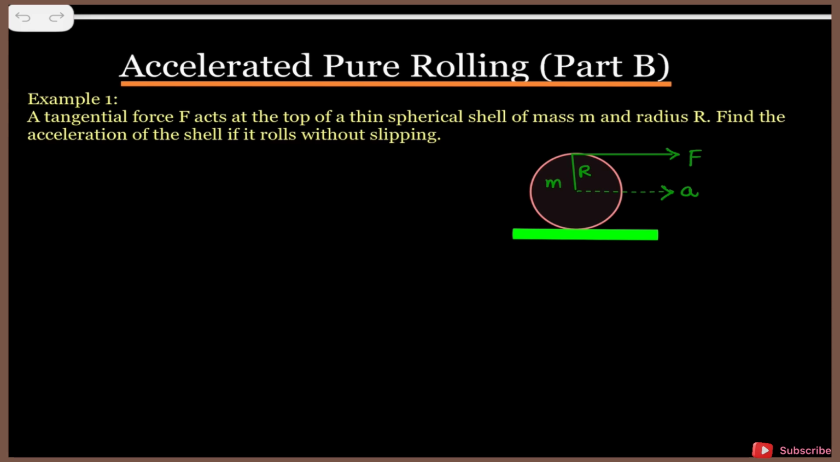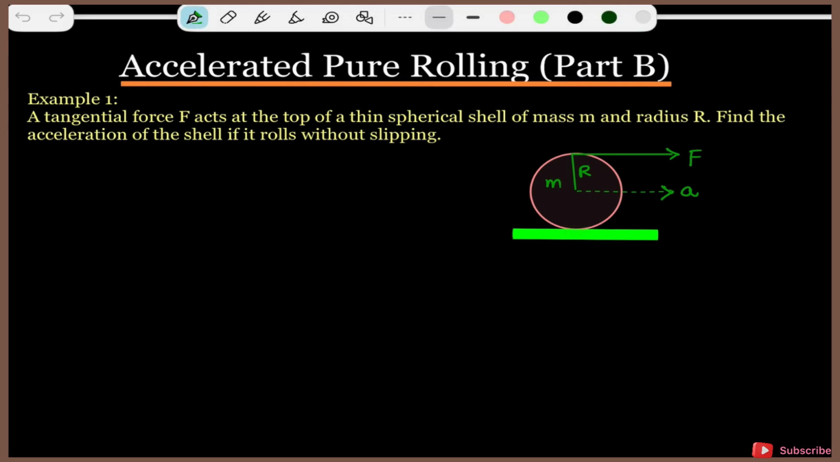Actually, it is clearly mentioned that it is under pure rolling, but force is acting on the hollow sphere. It means that it is accelerated pure rolling. So for the accelerated pure rolling to take place, there is a high chance that friction will act at this point. So we will determine the direction of the friction, and if required we can calculate the magnitude of the friction also. So let's get started.